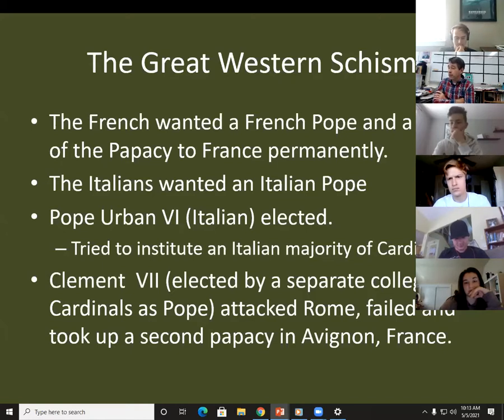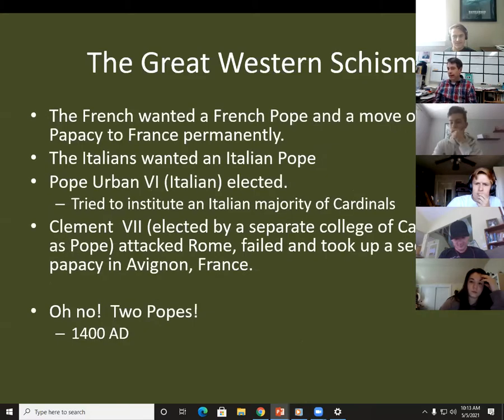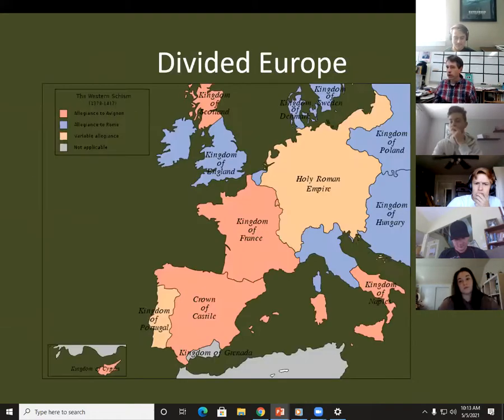And they move to Avignon anyway, setting up a palace there for the Pope. And so there you have it. We've got two popes now. It's what I've always wanted. If you thought one pope was good, two has got to be better. And so by 1400, we have two popes.